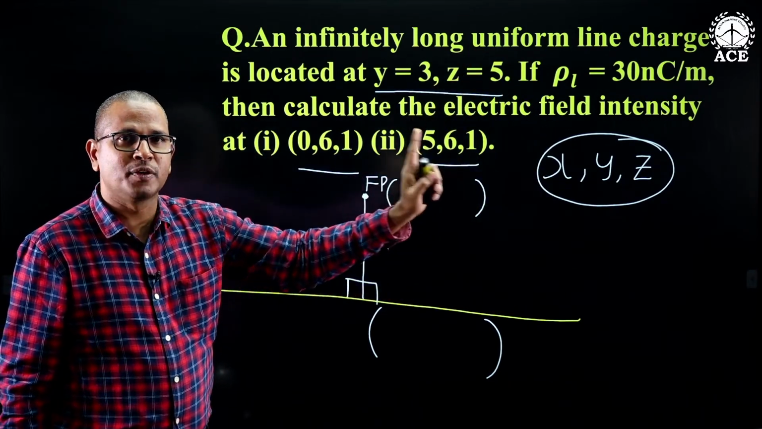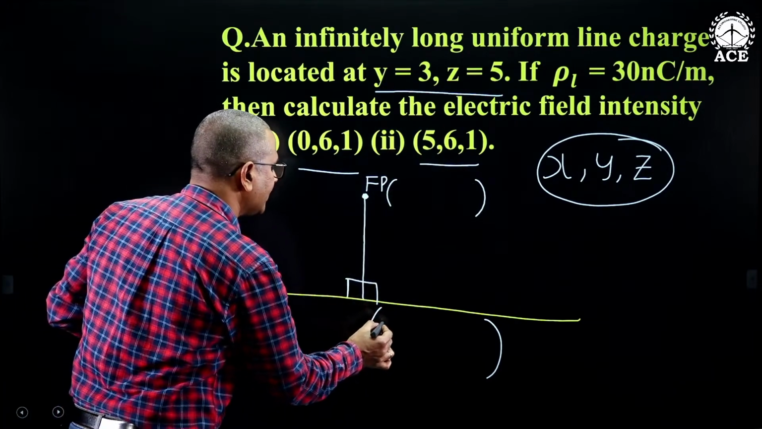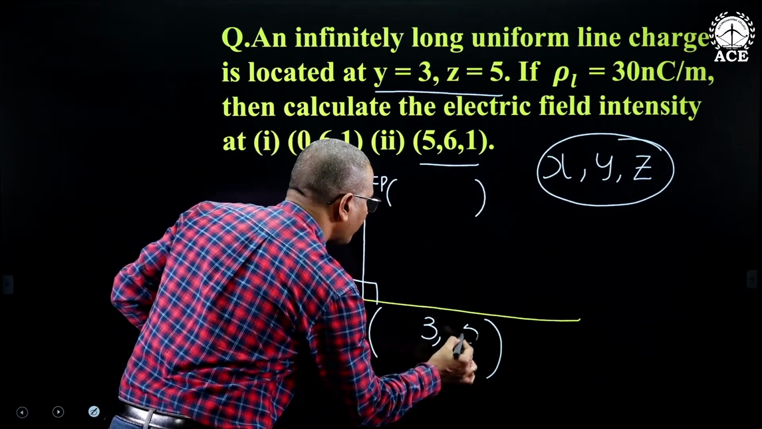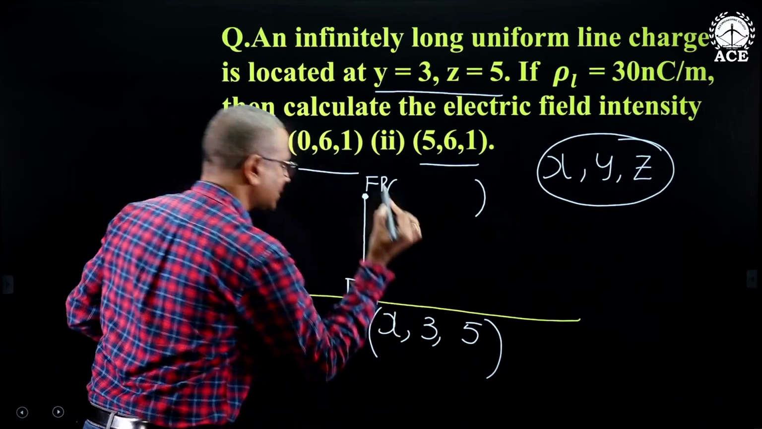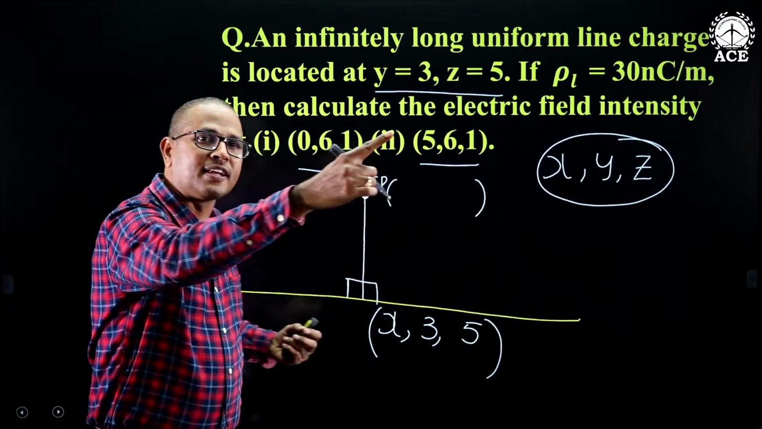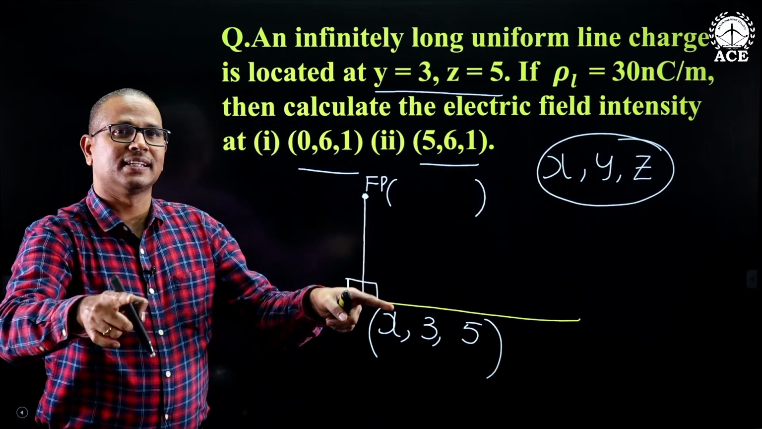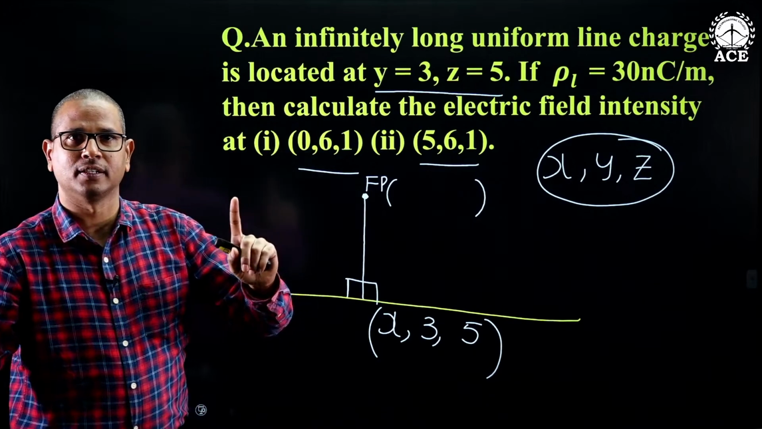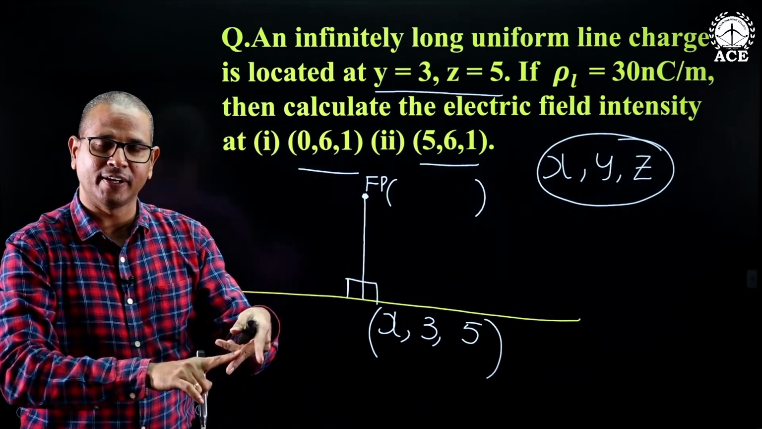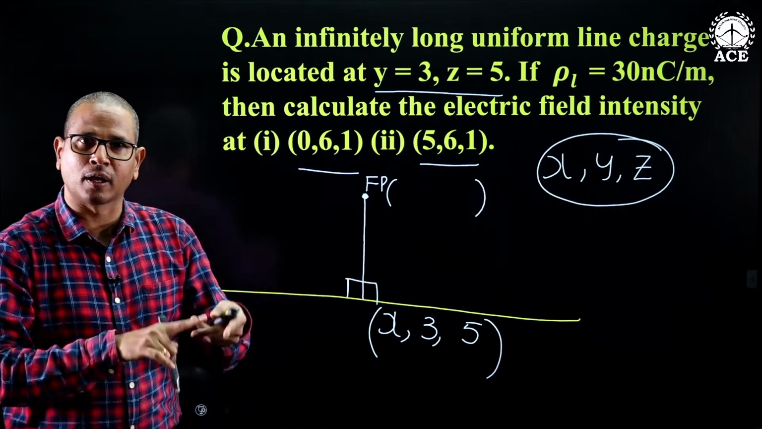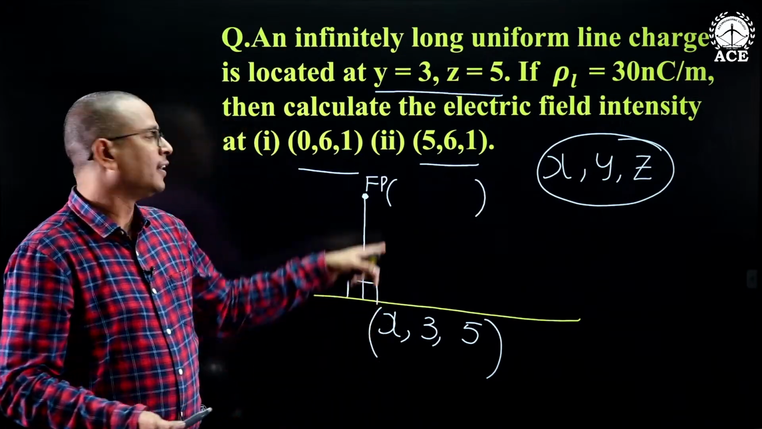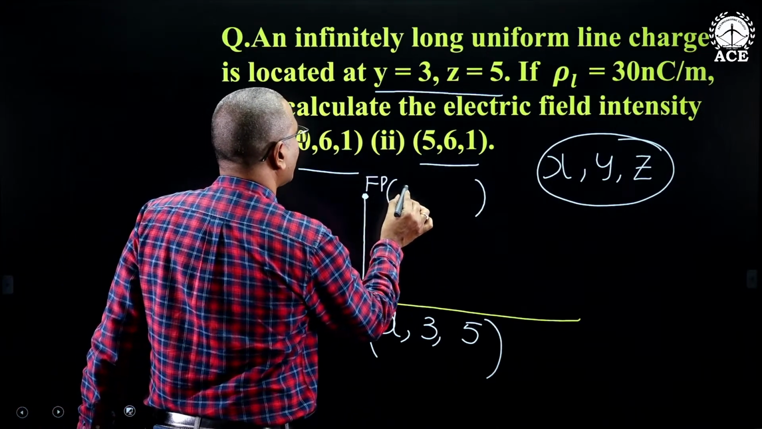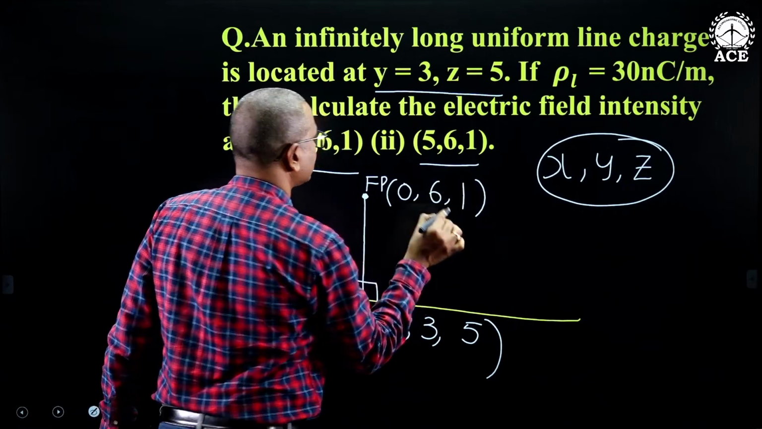If the given line is parallel to the x-axis, the coordinates are represented as y equal to 3, z equal to 5. The given line is parallel to x. However, the line is an infinitely long wire. Along the x-axis, the value of x can be taken anything from minus infinity to plus infinity. But who will decide whether it is minus infinity or plus infinity or minus 1 lakh or 10 lakh or minus 100, minus 1000? Who will decide? The field point only will decide. Look at one of the field points they have given, 0, 6, 1.